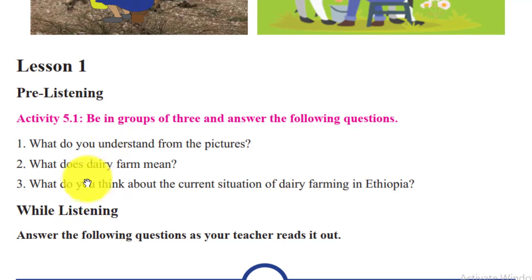Try to react to these questions, okay? Be in groups of 3 and answer the following questions. What do you understand from the pictures?